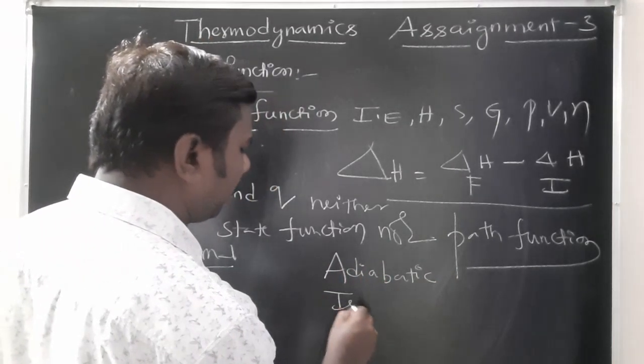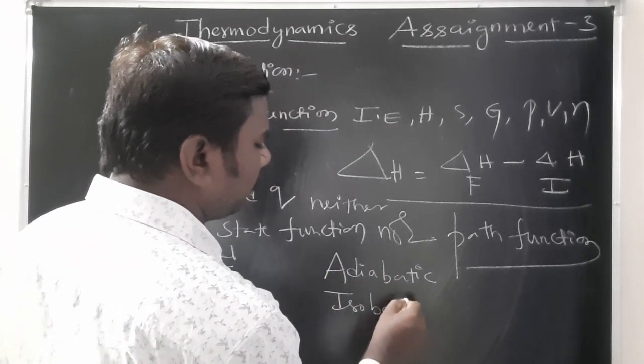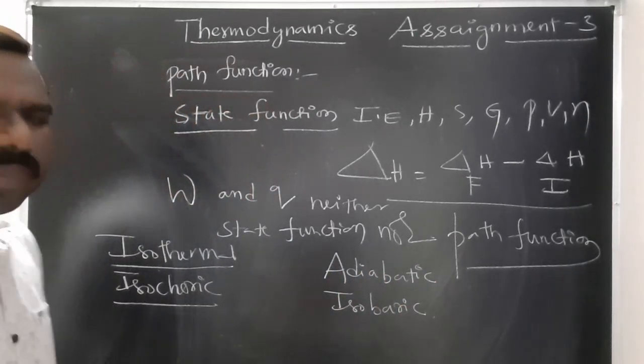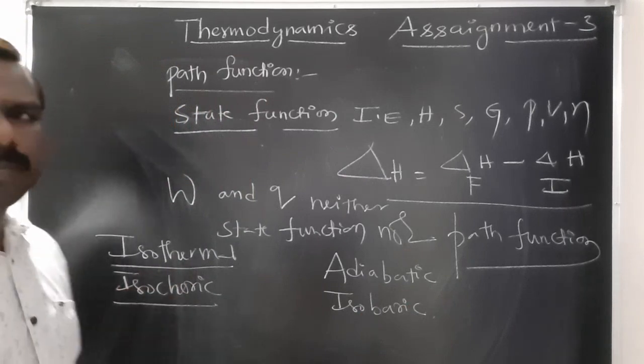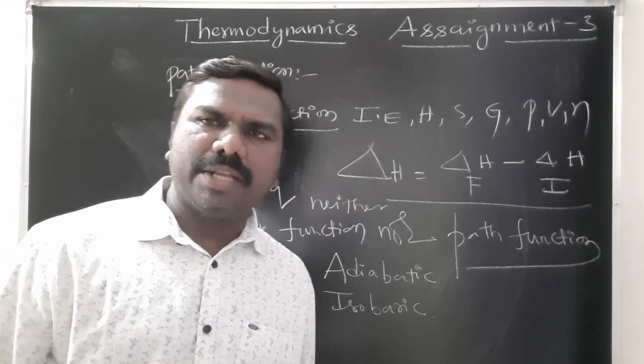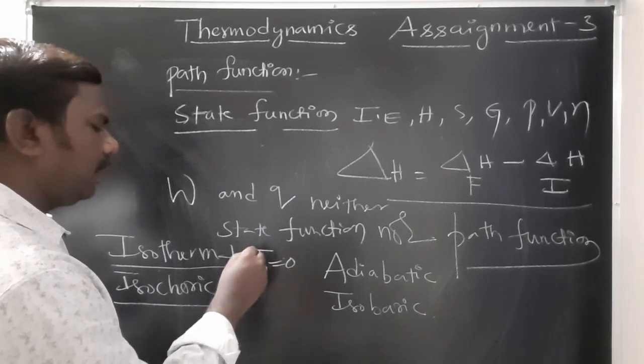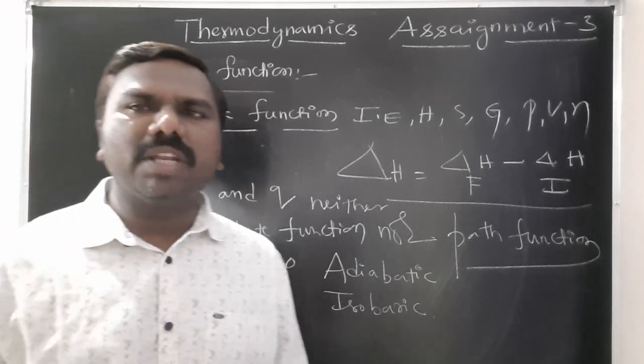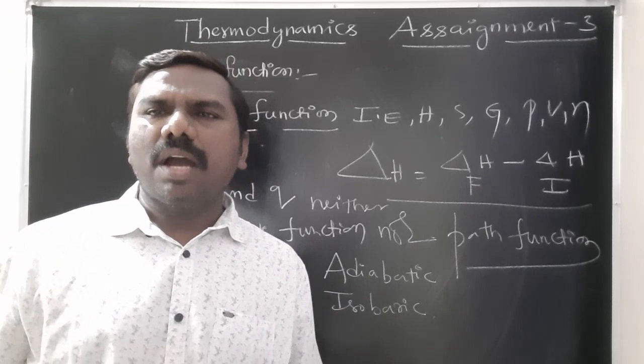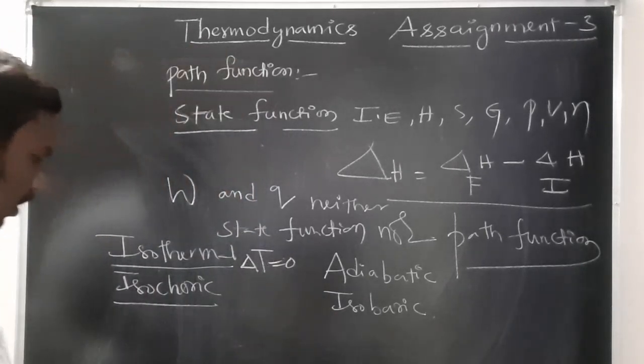Next, there are many processes. The first one is the isothermal process. Thermo means temperature, so delta T is equal to 0. The change in temperature in a system will be 0. That is called an isothermal process.